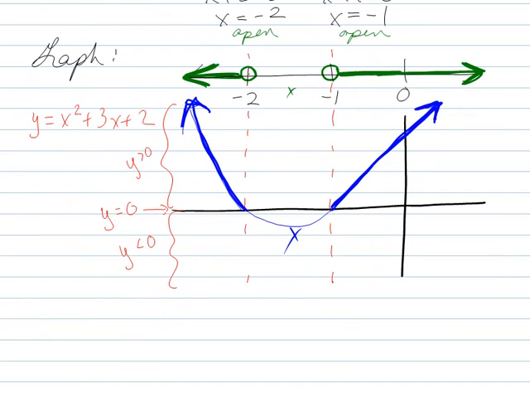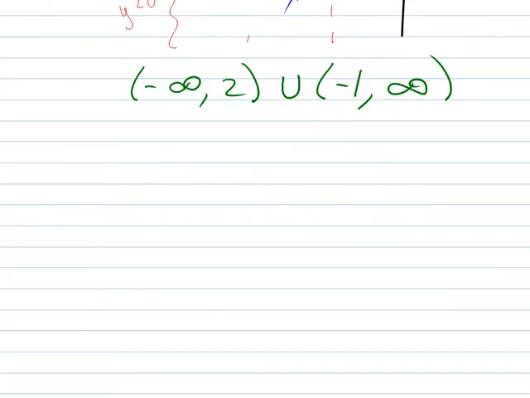And now reading off my number line, I can say, okay, I'm going from negative infinity to 2, and then from negative 1 to infinity. So you see, this is really clever now, right? Because we can ask you questions over anything. This is super fun. All right.